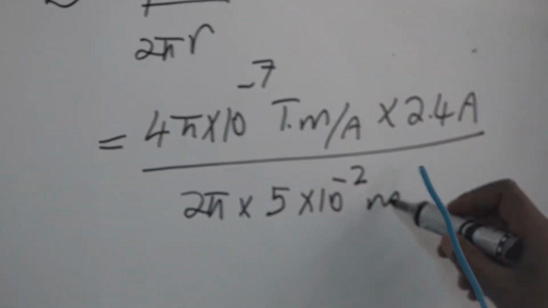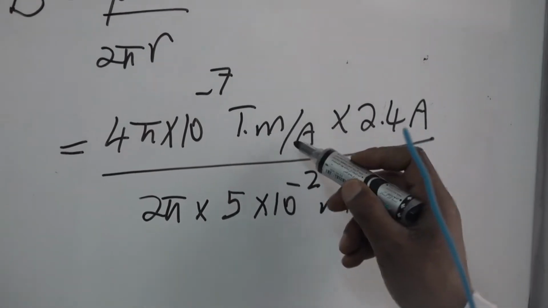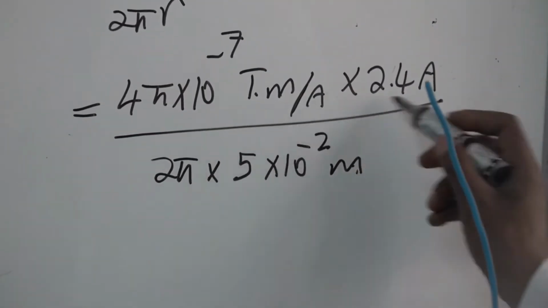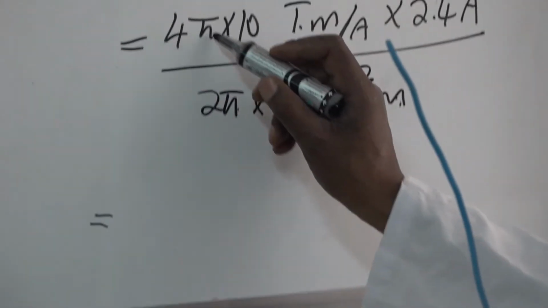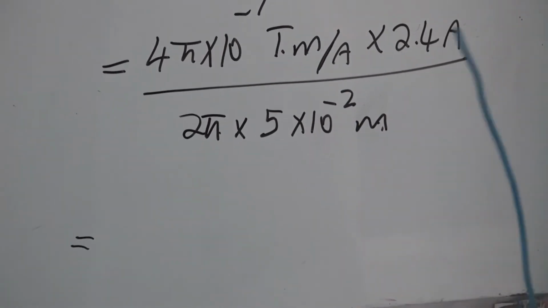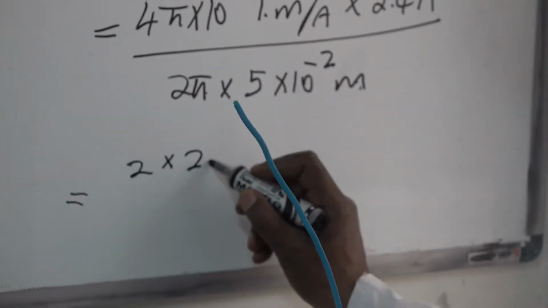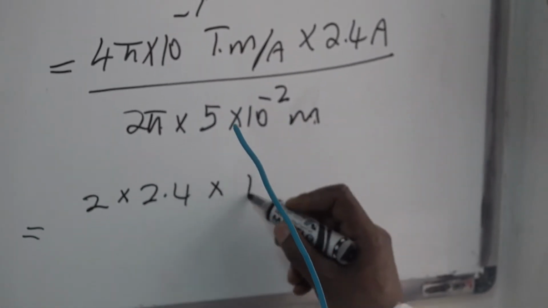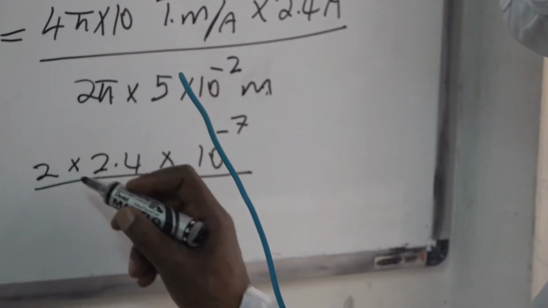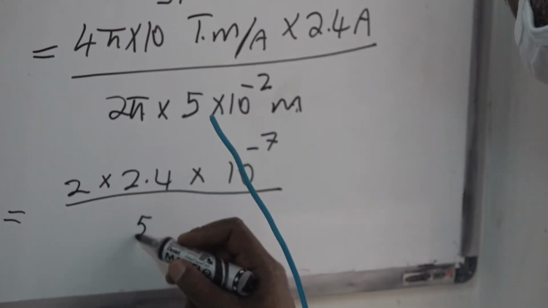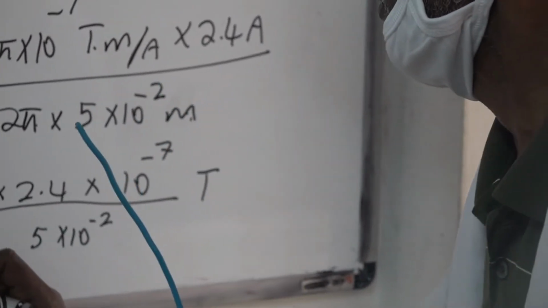So you can see here, meter in the numerator and meter in the denominator will cancel out. Ampere at the top and ampere under the dividing line also cancel. There remains only T, Tesla. So 2 pi cancels 4 pi to get 2. It's a very simple problem now. You have 2 times 2.4 times 10 to the power of minus 7, divided by, remember, by 2 pi we cancel 4 pi, we got 2 here, and I have 5 times 10 to the power of minus 2. And the unit, Tesla. So how much is this?